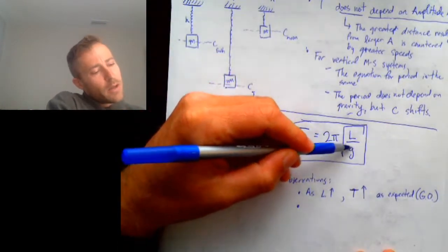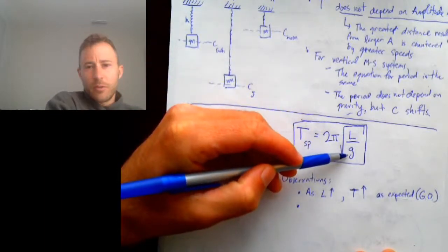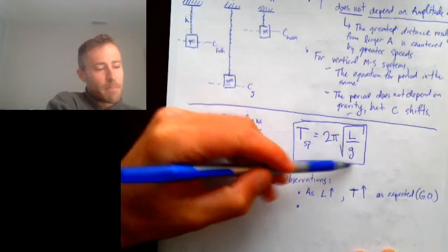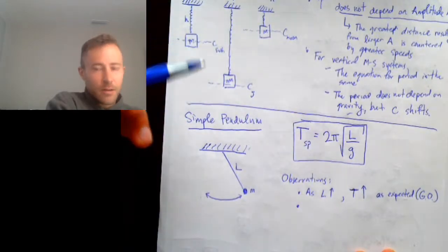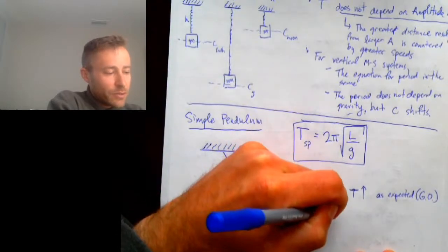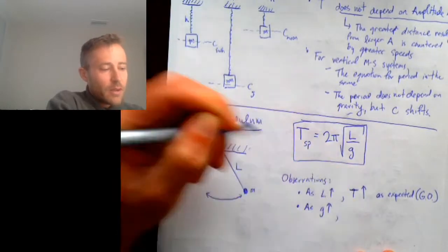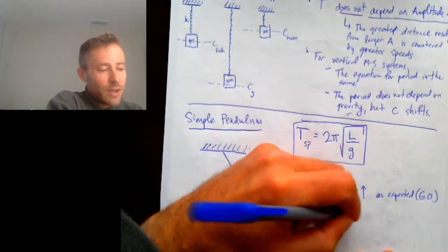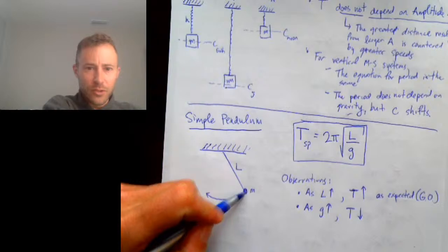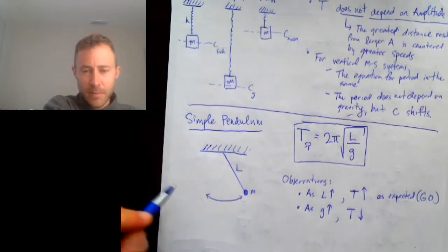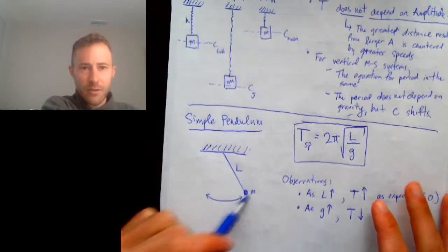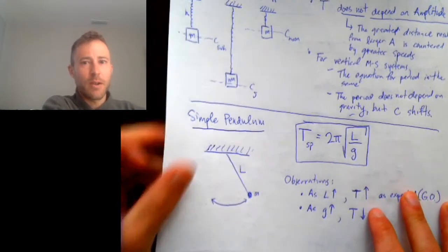And the other thing we can see is that the acceleration due to gravity is in the denominator. So as gravity gets stronger, it actually takes less time to go back and forth. And that makes sense, because if gravity pulls this thing down faster, it's obviously going to take less time to go back and forth. Okay.